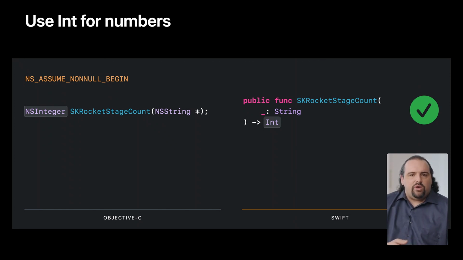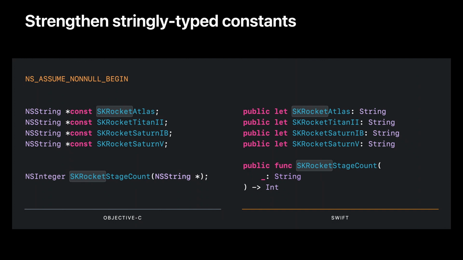For Apple's frameworks, we applied a blanket rule that all NSUIntegers turn into Ints when Swift imports them. For your frameworks, it's your choice whether to update your headers to use NSInteger or not, but we recommend that you do. It makes very little difference in Objective-C, but it has a huge impact in Swift. But if we look at the broader context, there's a bigger problem with this function, and it's that clients can misuse it very easily. The skRocketStageCount function is supposed to be used with these skRocket constants. That's what the matching names are supposed to indicate.